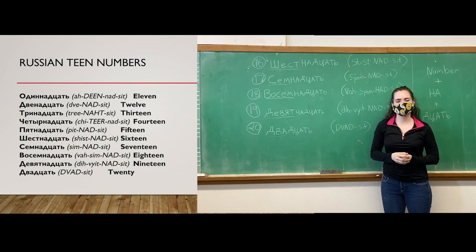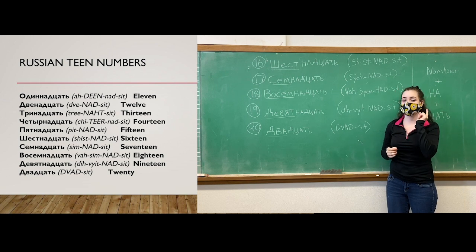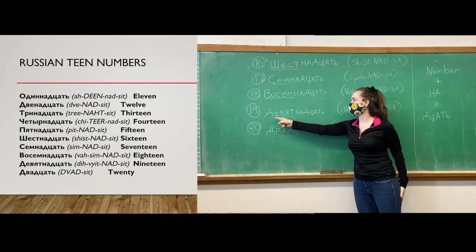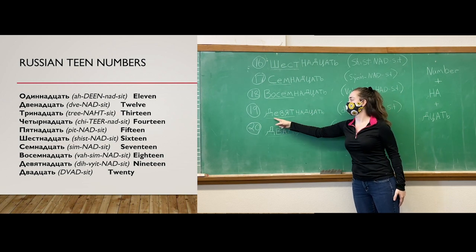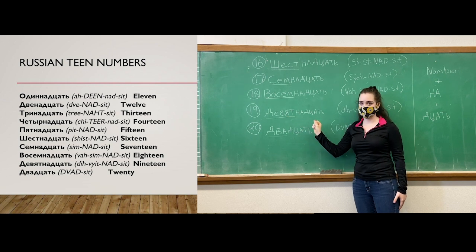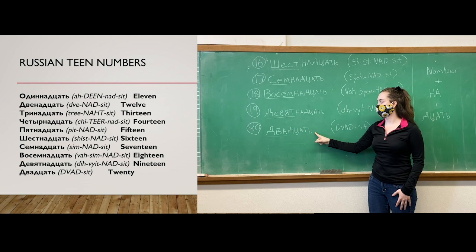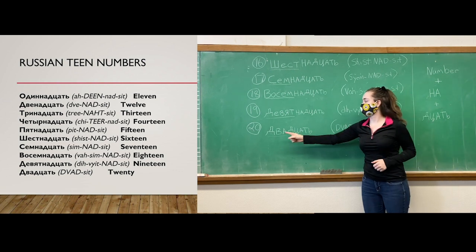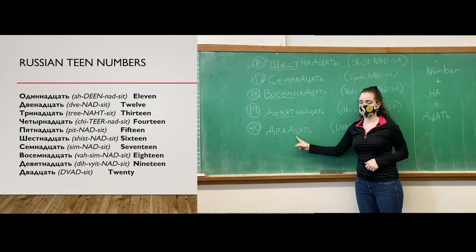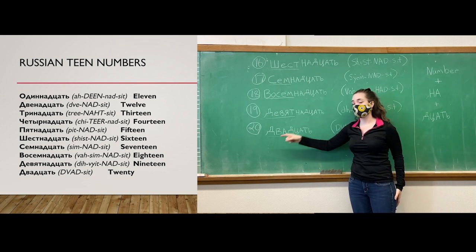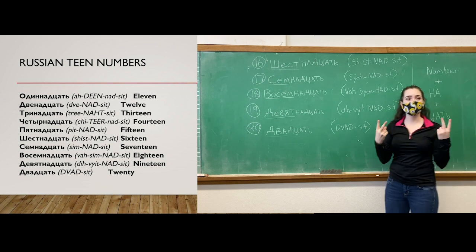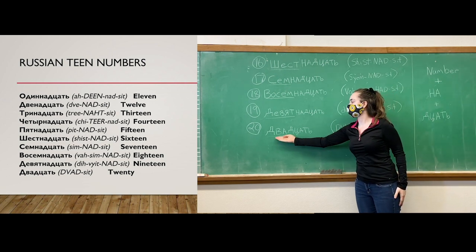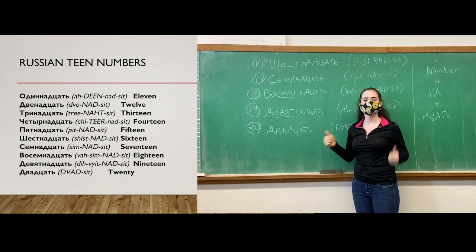Now we have 19 and 20. These are a bit more tricky because they sound similar, but pay close attention to the first part of each word. Repeat after me. 19. Good job. And now 20. Now there's no na in 20. Now you can remember this by saying dva, like 2, and sat, like we talked before about being 10. So it's like 2 tens, or 20. Repeat after me. 20. Good job.